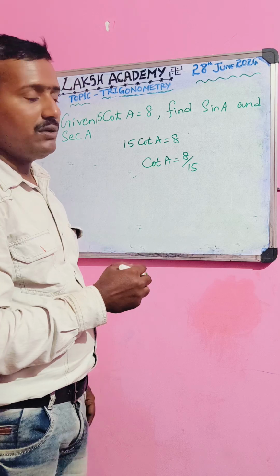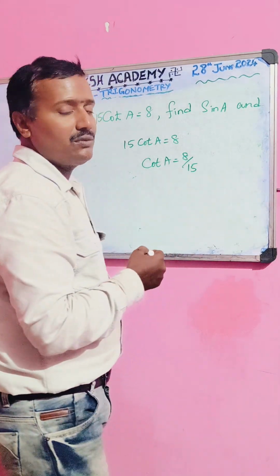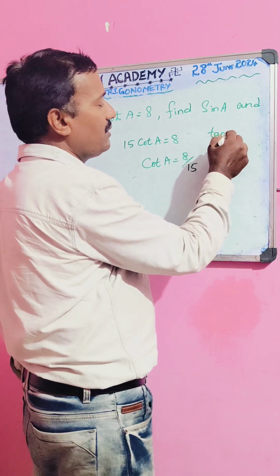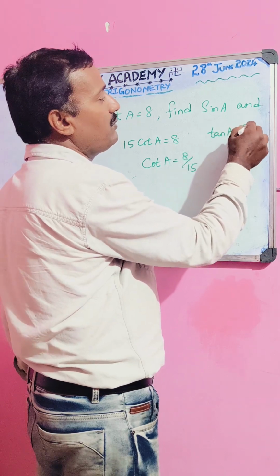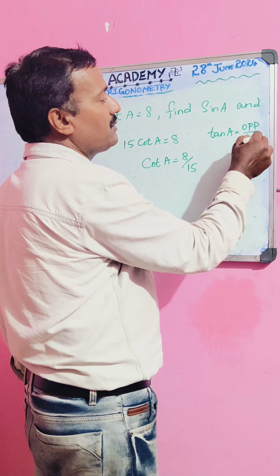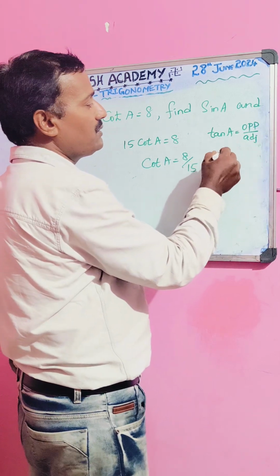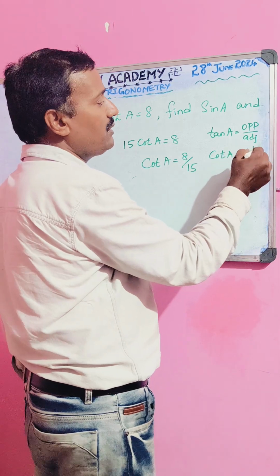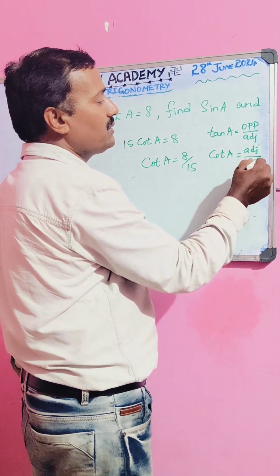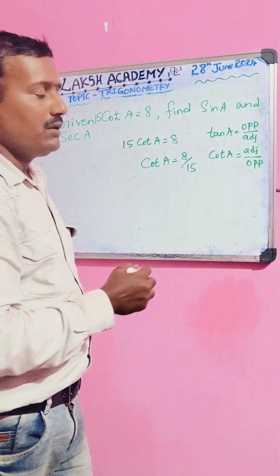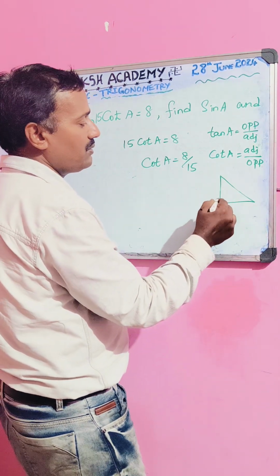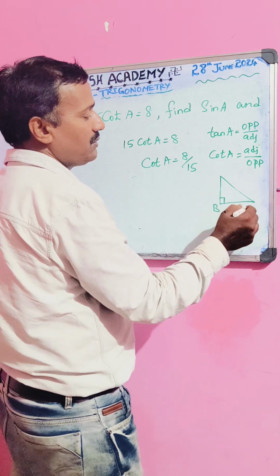And you need to remember what cot A is. Before, we know tan A means opposite by adjacent. So cot is the reciprocal of tan. That means we can write adjacent by opposite is the cot A. Now you draw one triangle, with the right angle at B and C.